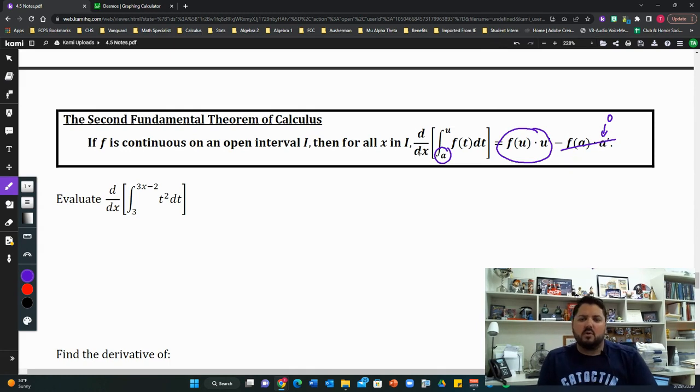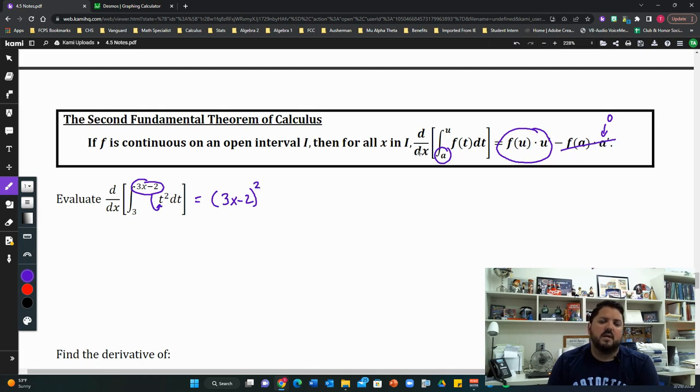So now that we know this shortcut, let's try a couple of these, okay? So derivative with respect to x of the integral from 3 to 3x minus 2 of t squared, okay? Well, second fundamental theorem says that we are going to take this guy, stick it in here for t, so we now have 3x minus 2 raised to the second power, but then we're going to multiply by the derivative of this guy, which is just 3. That's it. That's my answer.